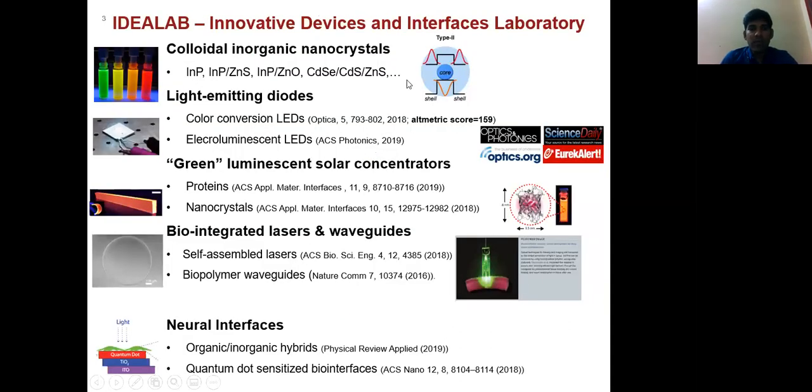Now, I would like to tell a few things about our lab, what we work on. Our lab is known as IDEALAB, the Innovative Devices and Interfaces Laboratory, in which we work on colloidal or inorganic nanocrystals, light emitting diodes, luminescent solar concentrators, and biointegrated lasers and waveguides. Moreover, for the past 3 to 4 years we started some work on neural interfaces, and these neural interfaces led to retinal prosthesis problems. So we are working for blind people. For them, we can create semiconductor devices which can stimulate the neurons so they can have vision. I belong to this work based on neural interfaces.